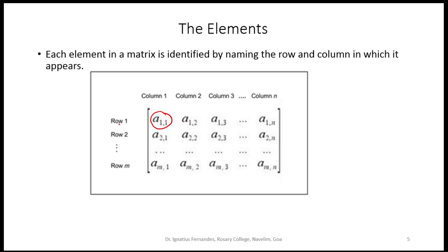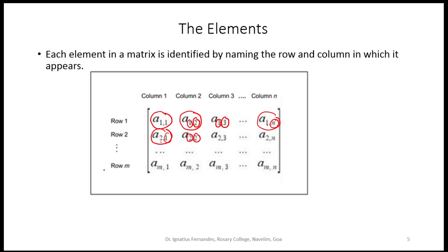If the number is in the first row and the second column, it will have a position assigned to it, which is 1 comma 2. The same way, first row third column will be 1 comma 3 and so on. This is the first row and the nth column. Here this element is in the second row and the first column. This a2 comma 2 is in the second row and the second column. The first value refers to the row and the second value refers to the column in which it is present.